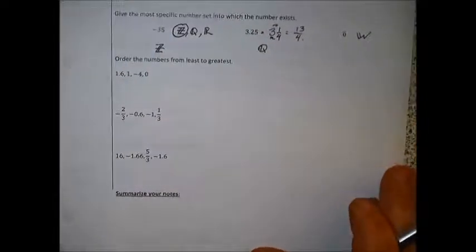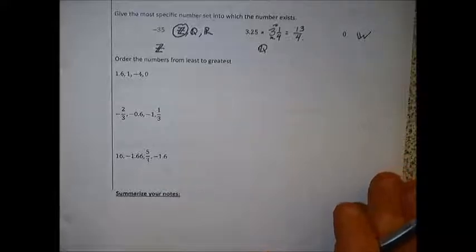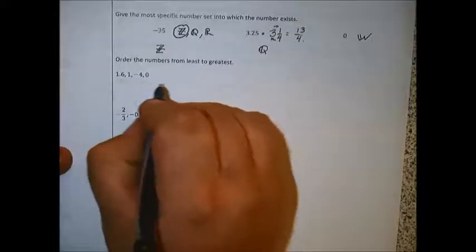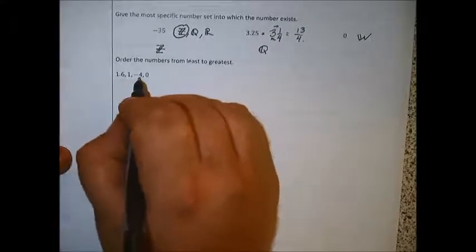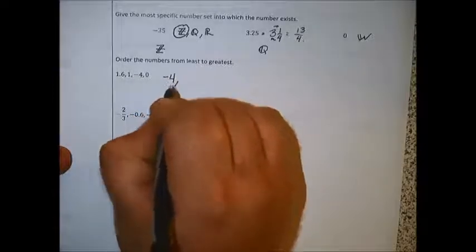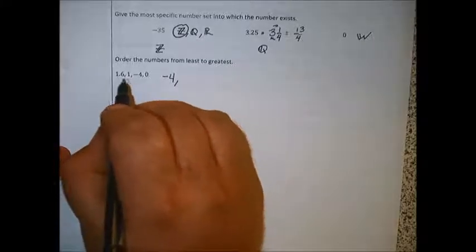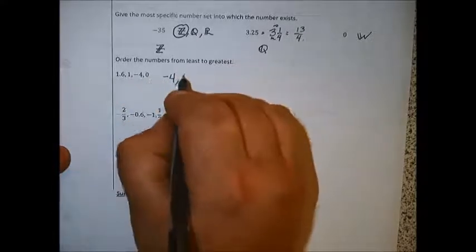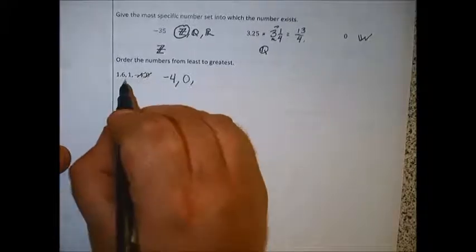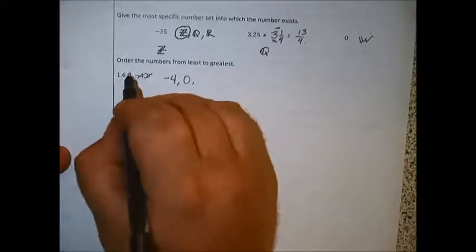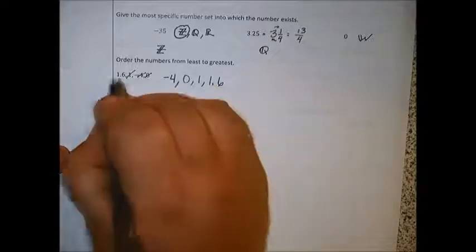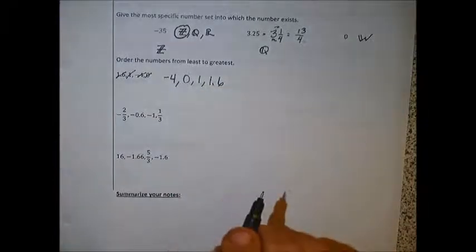All right, last section here. We're talking about ordering the numbers from least to greatest. Okay, my smallest number here, if I were to draw a number line and put all these on the number line, -4 would be the one that was furthest to the left. So my first number should be -4. And then I don't have any more negatives, so the next number would be 0. And I have 1 point, I'm going to cross these off as I go. I have 1.6 and 1 left. 1 is smaller than 1.6. So I'll get 1 and 1.6. Cross those off. Okay.